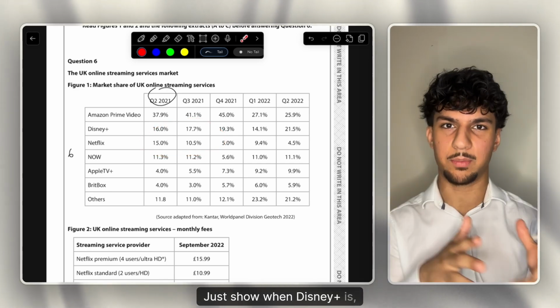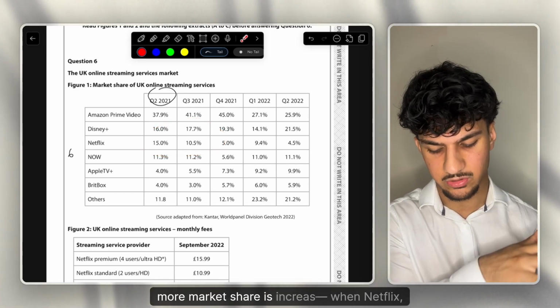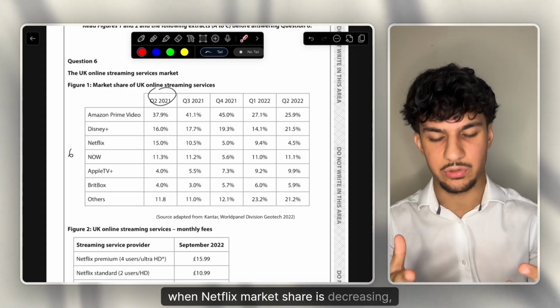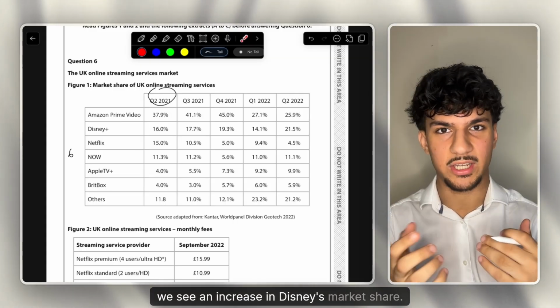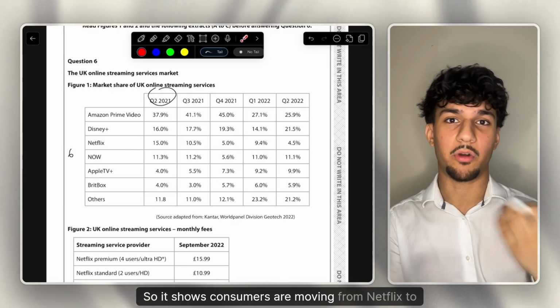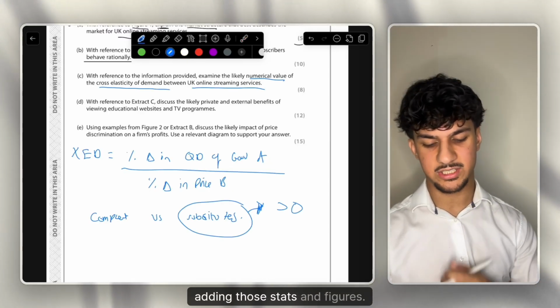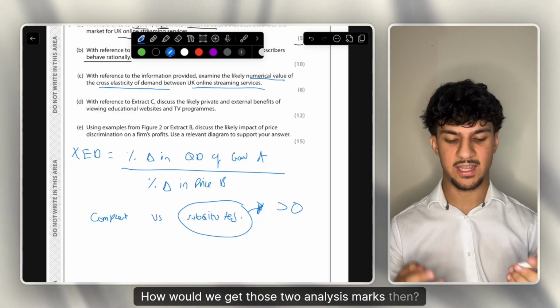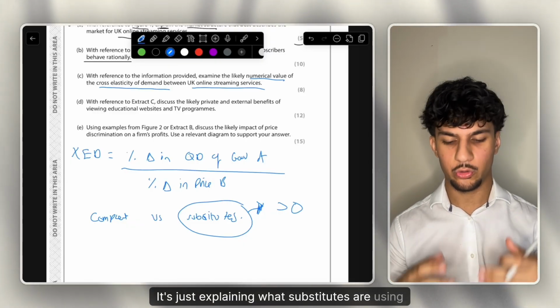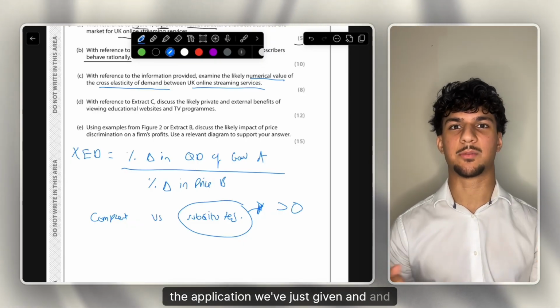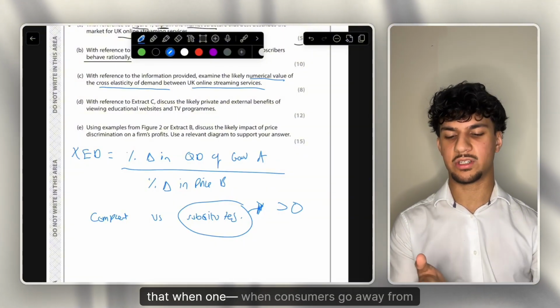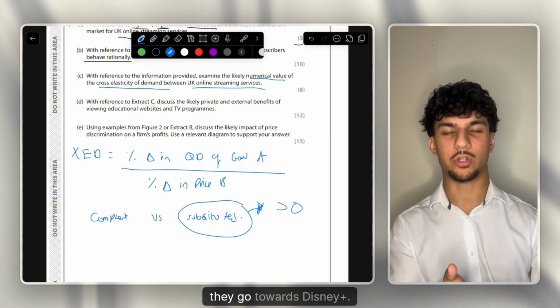Just show that when Disney Plus's market share is increasing and Netflix's market share is decreasing, we see an increase in Disney's market share. So it shows consumers are moving from Netflix to Disney Plus. And that would be my 2 application marks, just like I said, adding those stats and figures. How would we get those 2 analysis marks then? It's just explaining what substitutes are, using the application we've just given and explaining what that means, basically. That when consumers go away from Netflix, they go towards Disney Plus.